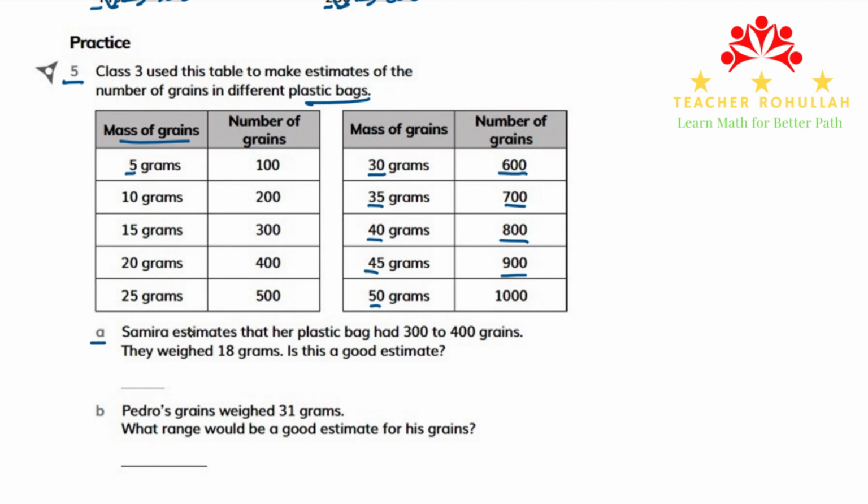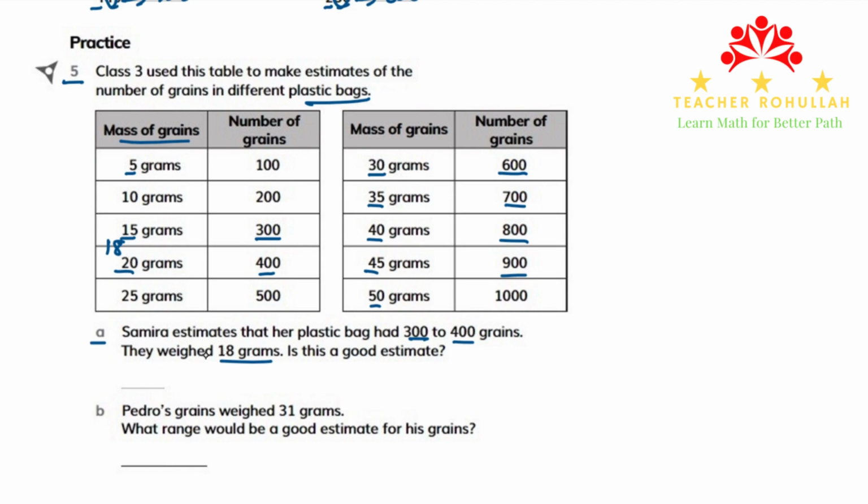In part A of this question, it says, Samira estimates that her plastic bag has 300 to 400 grains. They weigh 18 grams. Is this a good estimate? Let's look where is 18 gram. We see that 18 gram is between 15 gram and 20 gram. So if the weight of the grain is 15 gram, it's 300. And if the weight is 20 gram, it's 400. So 18 gram is between 15 and 20.